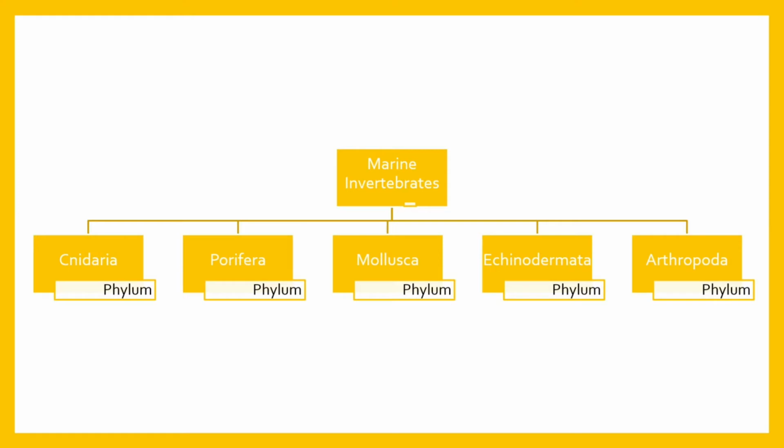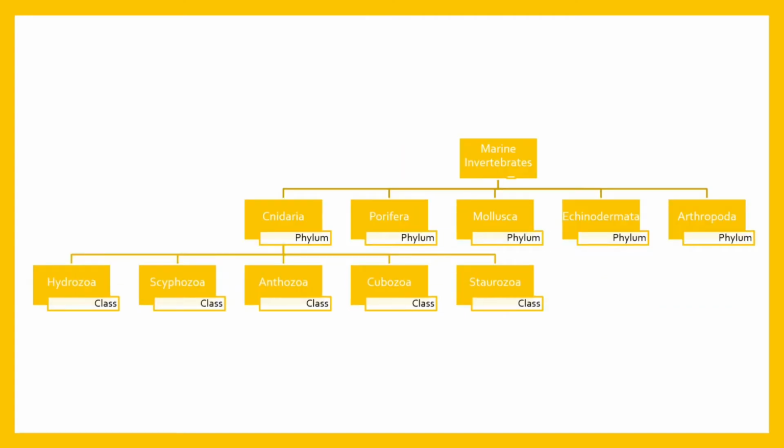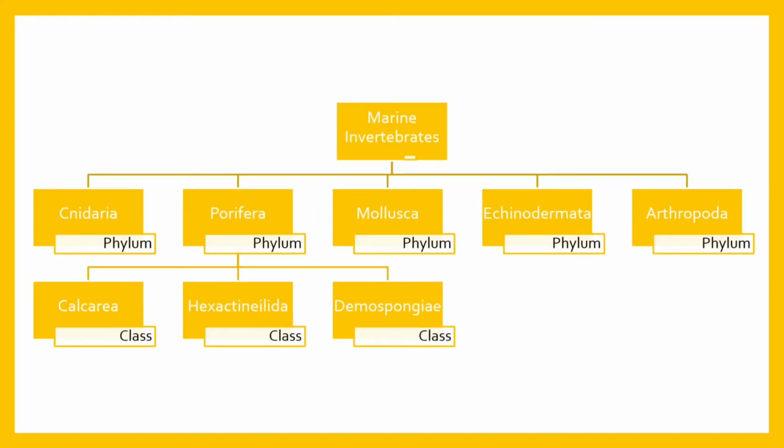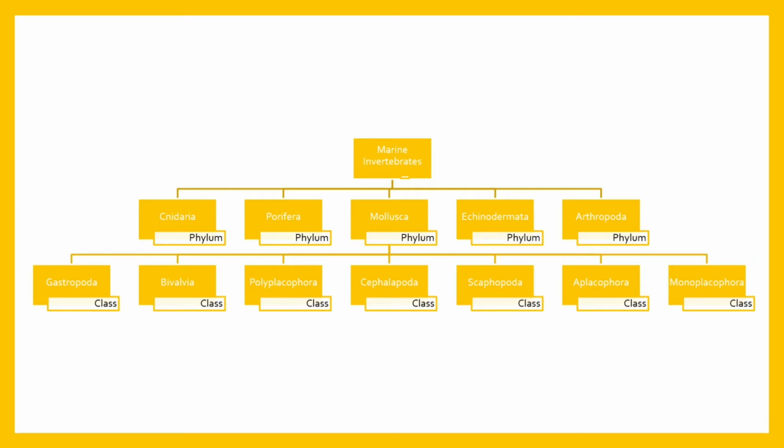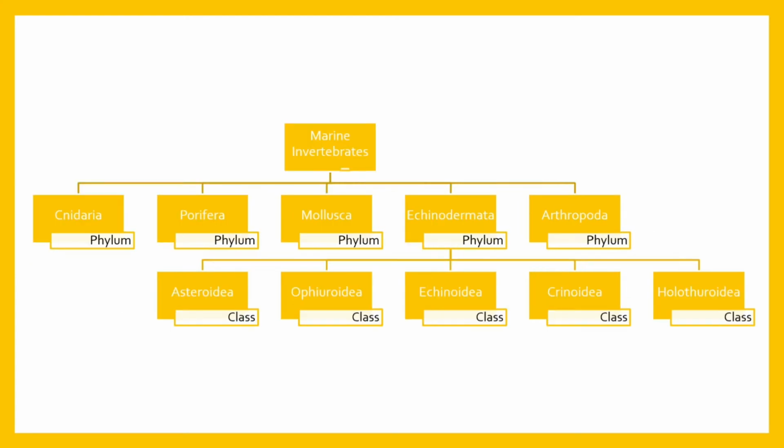Marine invertebrates are divided into 5 phyla: Cnidaria, Porifera, Mollusca, Echinodermata and Arthropoda. The phylum Cnidaria is divided into 5 classes: Hydrozoa, Scyphozoa, Anthozoa, Cubozoa and Staurozoa. The phylum Porifera is divided into Calcarea, Hexactinellida and Demospongiae. The phylum Mollusca is divided into 7 classes: Gastropoda, Bivalvia, Polyplacophora, Cephalopoda, Scaphopoda, Aplacophora and Monoplacophora.